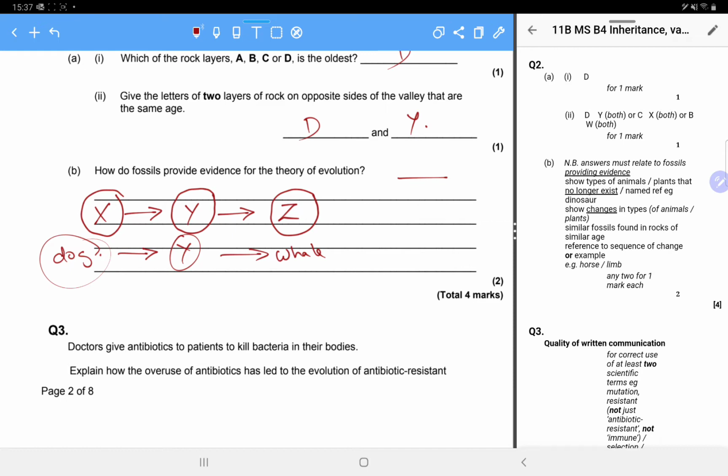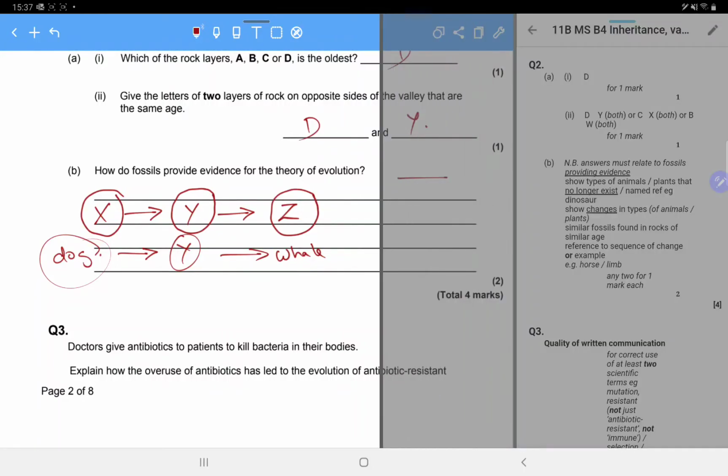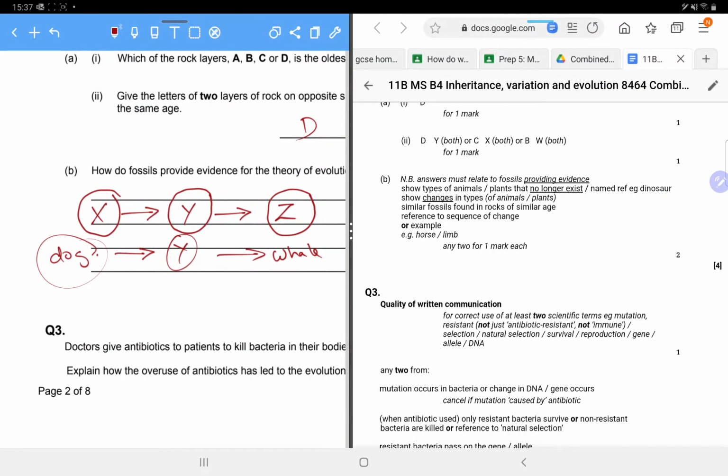Okay, the mark scheme here, and they've underlined providing evidence on the right hand side here. Let me just make this a bit bigger. So you can see here on the right hand side, answers must relate to fossils providing evidence. Okay, so this is a really good steer from the board, because this type of question could come up for you, and you would need to make sure that whenever you're talking about fossils and evidence for evolution, you're talking about evidence, okay? Because this will be the same in the future. The mark scheme will be requiring evidence.